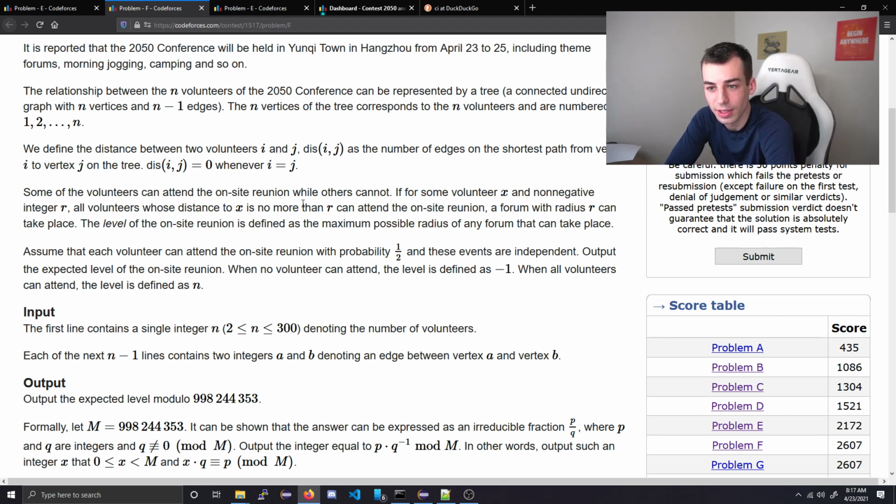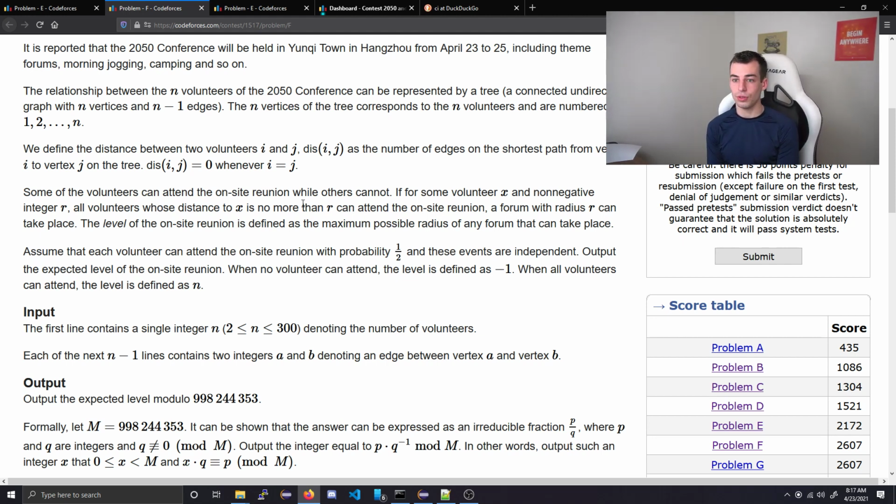Okay. Some volunteers can attend the on-site reunion while some others cannot. If for some volunteer x and some non-negative integer r, all volunteers whose distance to x is no more than r can attend the on-site reunion, a forum with radius r can take place. The level of the on-site reunion is the maximum possible radius of any forum that can take place. Assume each volunteer can attend the on-site reunion with probability 1/2, and the events are independent. Output the expected level of the on-site reunion.